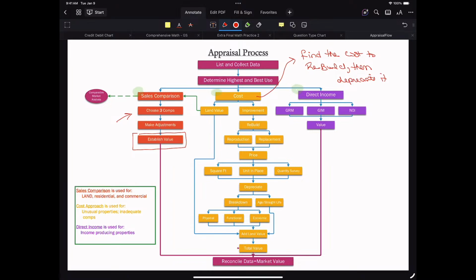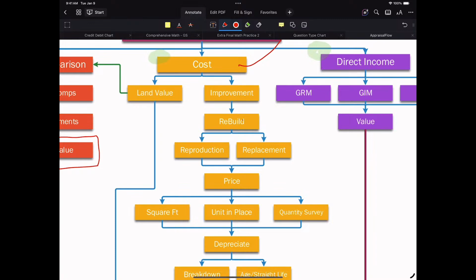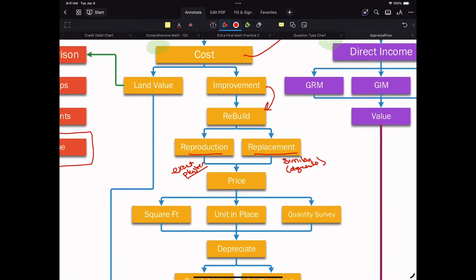Right? So in the cost approach, first you have to take the improvement and rebuild it. Are you reproducing it so that it's going to be exact, or are you replacing it so it's going to be similar? So are we using drywall, or are we using plaster because it's an old house? You're literally rebuilding the house. Well, then you know what the price is new, and what we're pricing is more than likely not a new home.